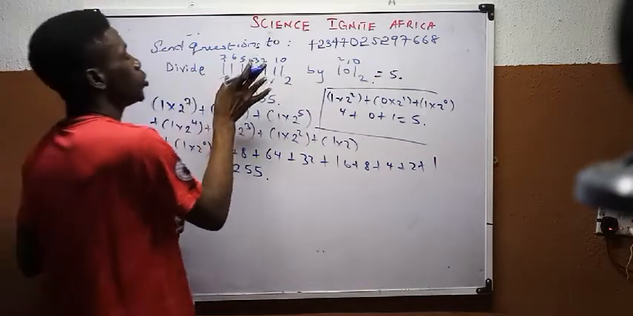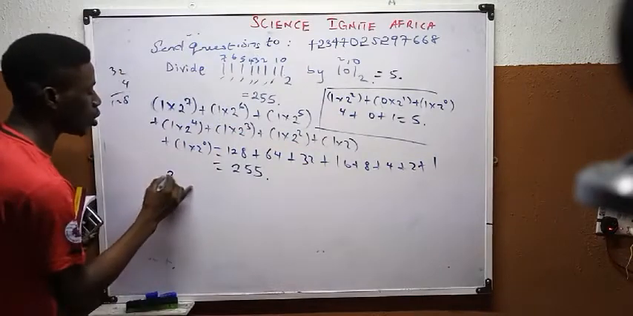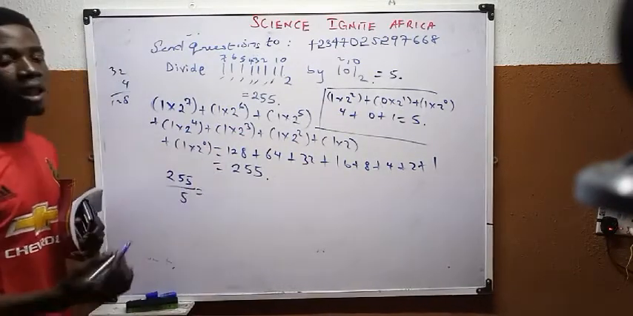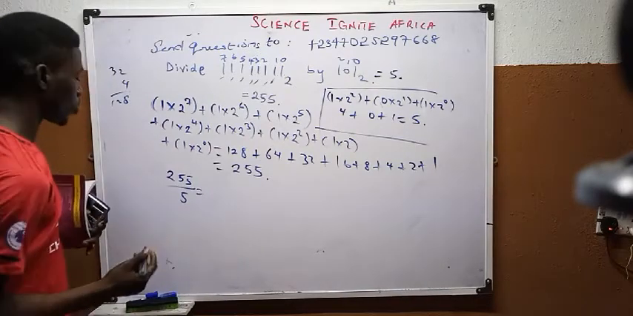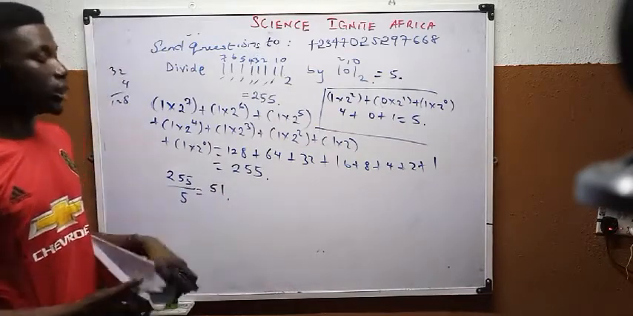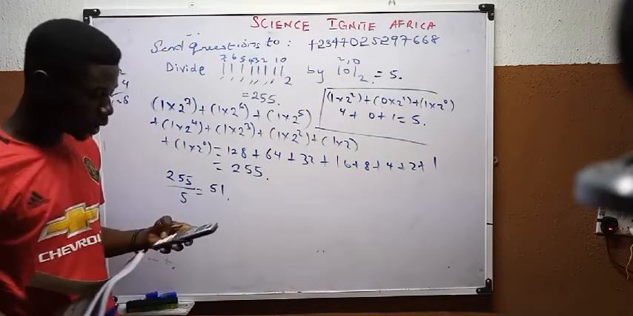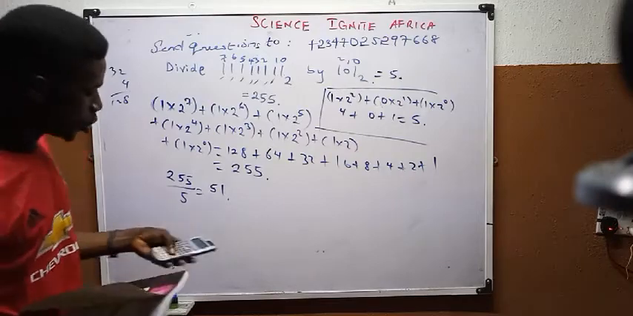So what are we supposed to do exactly? We're supposed to divide this by this. So we will now have 255 divided by 5. And how many times will 5 go in this guy? That will be 51. So 5 divided by this is what? 51. So let me confirm that with my calculator here. 255 divided by 5. That's 51.